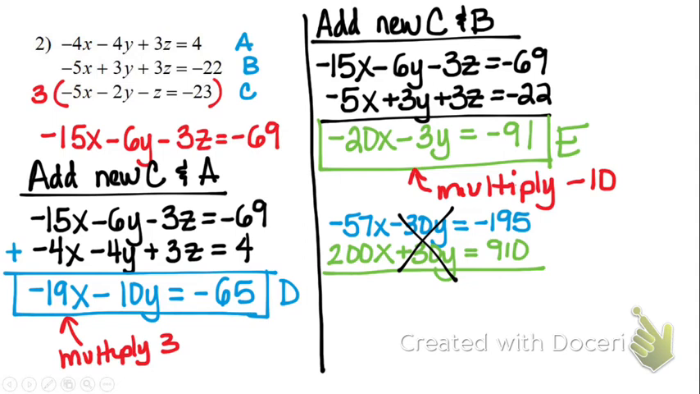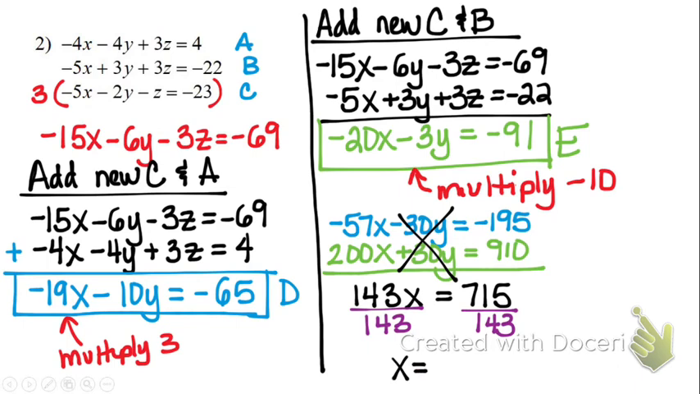Okay, so what's negative 57 plus 200? 143x equals, what's negative 195 plus 910? 715. Divide both sides by 143. And you should get your first solution, which is what? 5. Who got 5? Okay. Now the other ones are going to come a lot easier.